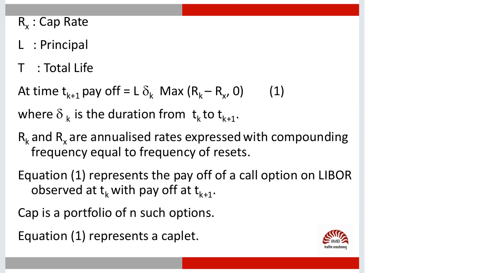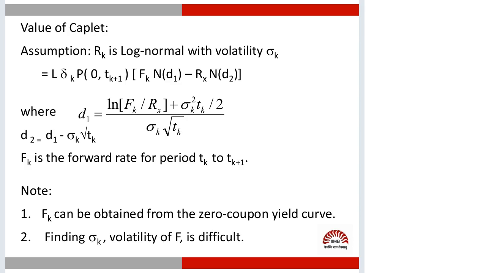So if you look at what I've written as equation 1, that basically represents a payoff from a call option on the underlying interest rate. The underlying interest rate here has been taken as LIBOR, with payoff at LIBOR, which is observed at T_K, and the payoff happens at T_K+1. Now this is for one period, but remember that there are n such periods, n such payoffs. So I can add them up, and each equation 1 represents a caplet, and the cap is the sum of the caplets. So what can I do?